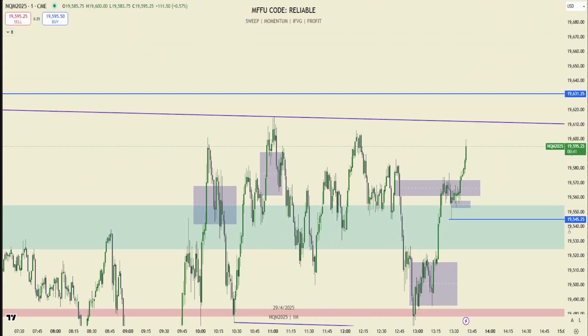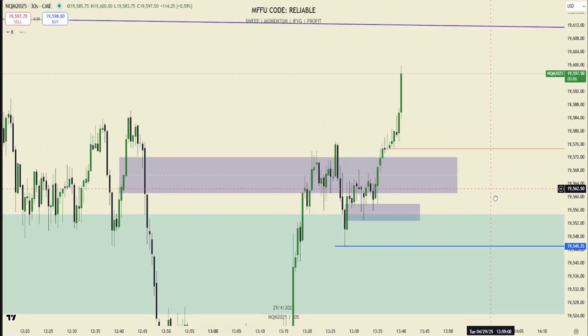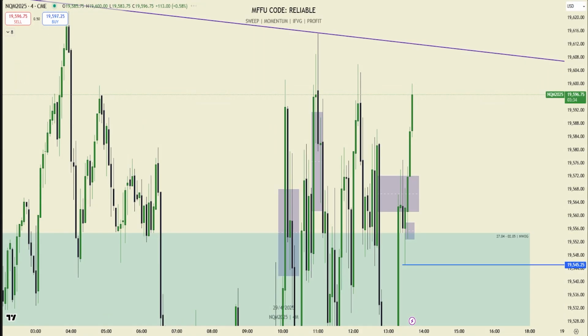You should be in from lower here. If you're going to take the 5 minute, why not take this 1 minute? Or even like the 30 second, right? These are higher probability setups than this 5 minute.